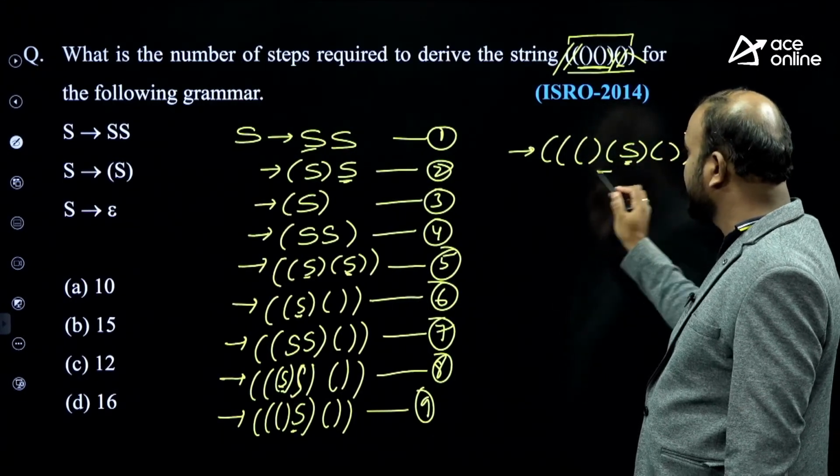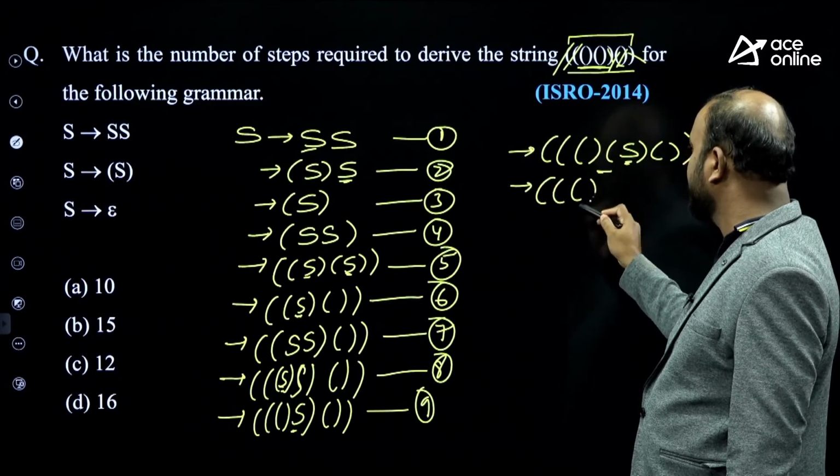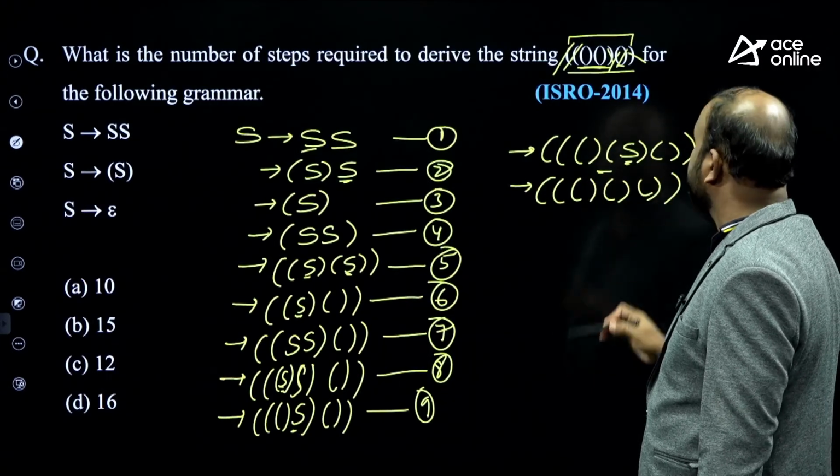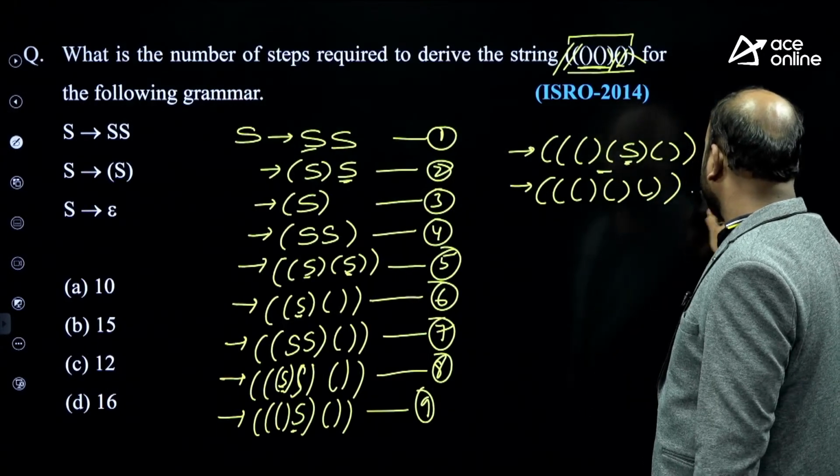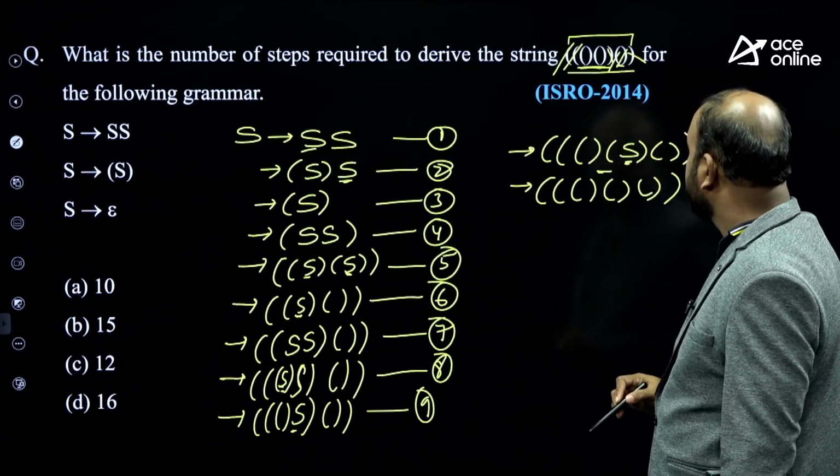And this S is going to be replaced with epsilon. Open, open, open, close, open, close, open, close, close, right? And this is the 11th step. So anything is missed?